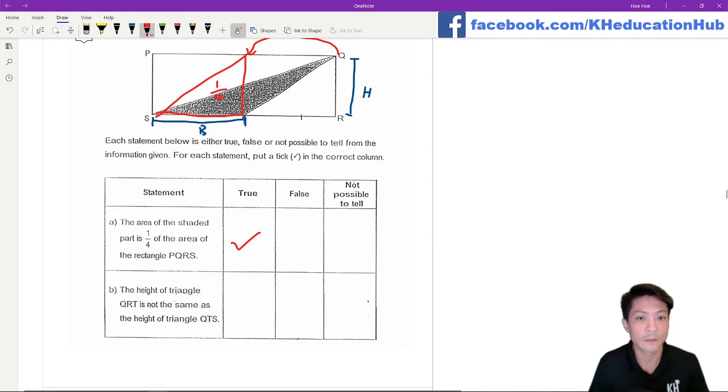The height of QRT is over here. It's not the same as the height of QTS. I already showed you that they have the same height, because the height of QRT is here. So this is false.